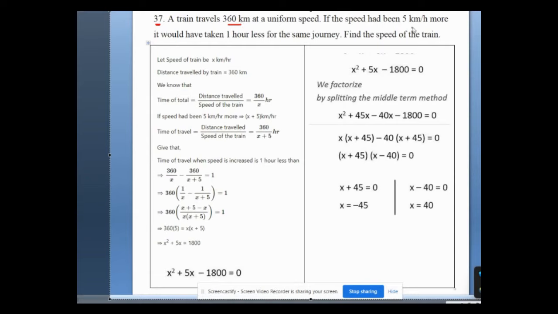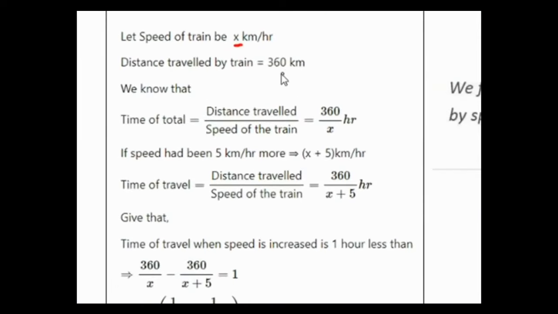If the speed had been 5 kilometers per hour more, it would have taken 1 hour less for the same journey. Find the speed of the train. So we'll take the speed of the train as x. Distance traveled by the train is 360 kilometers, which is given in the question. So we know that time is equal to distance by speed.